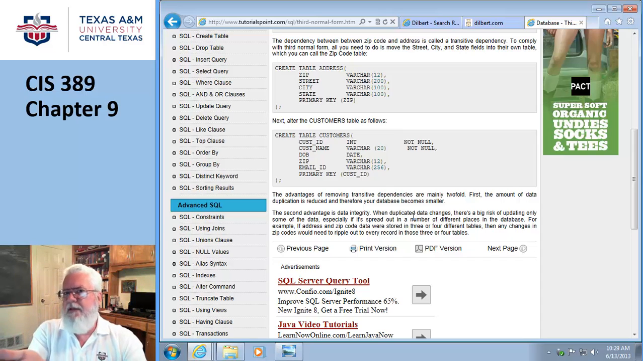So there's only 3 normal forms? Well, no, there's actually quite a few more.